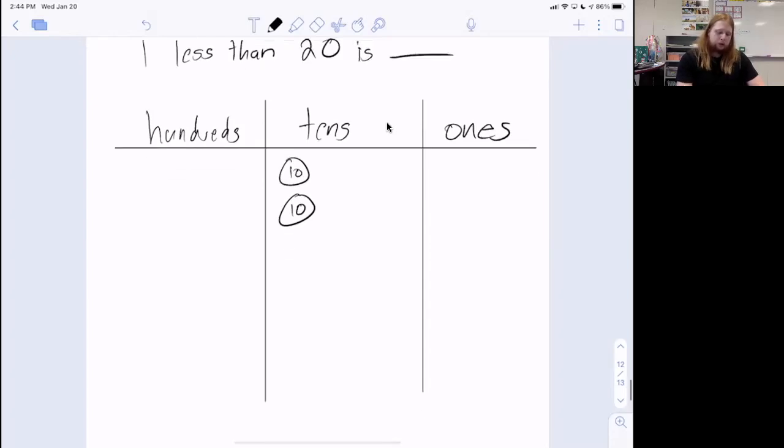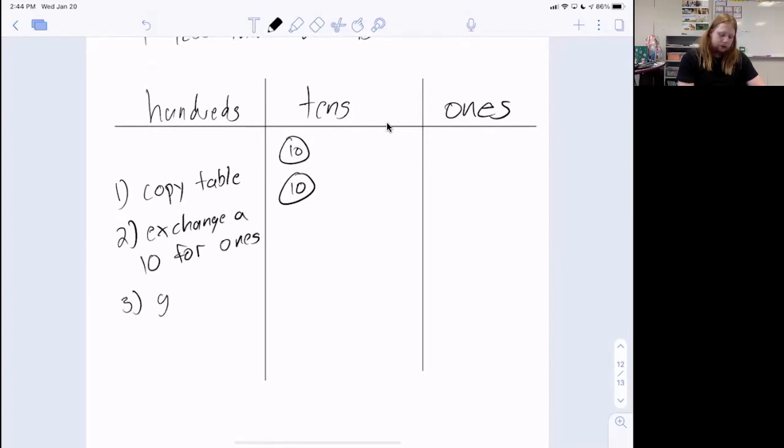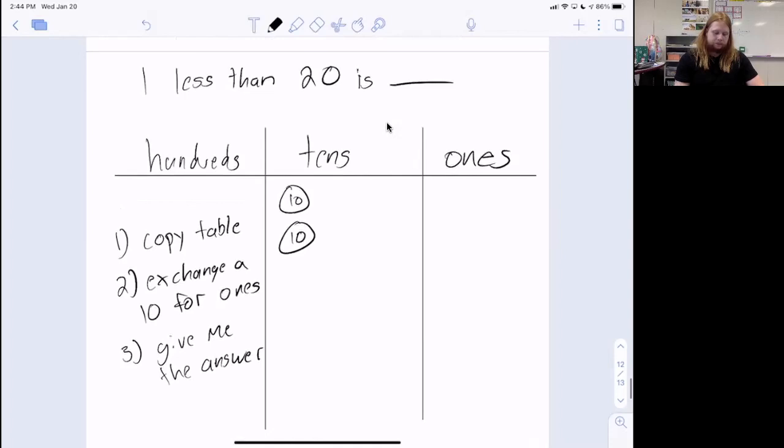So your responsibility is you need to copy this table, exchange a 10 for however many ones, and give me the answer. This will be in your Seesaw book, okay? All right, so go ahead and pause the video while you do that, and then we'll see you in a second.